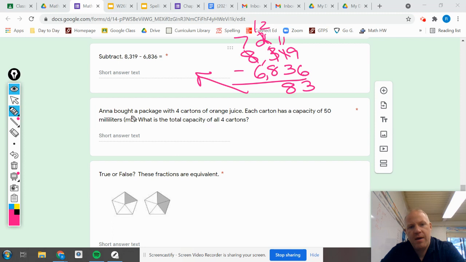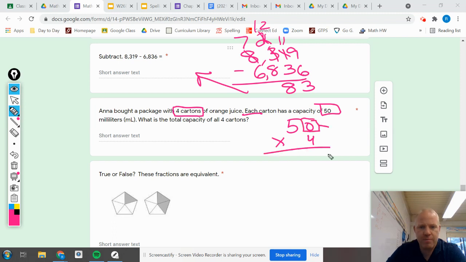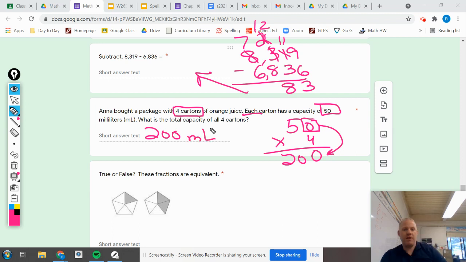Anna bought a package with 4 cartons of orange juice. Each carton has 50 milliliters. What is the total? So we have 50 times 4. Now remember, take this 0 out of the equation. Bring it straight down because that is a power of 10. So now we do 4 times 5, which is 20, and we add that 0. So you end up with 200. Now we can't forget that we have milliliters, mL, m with a big L, milliliters. So don't forget that.